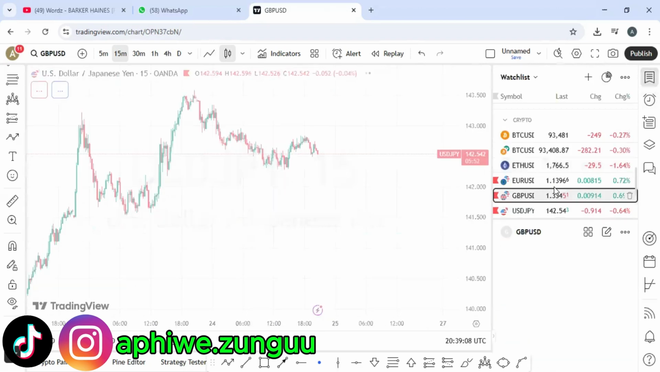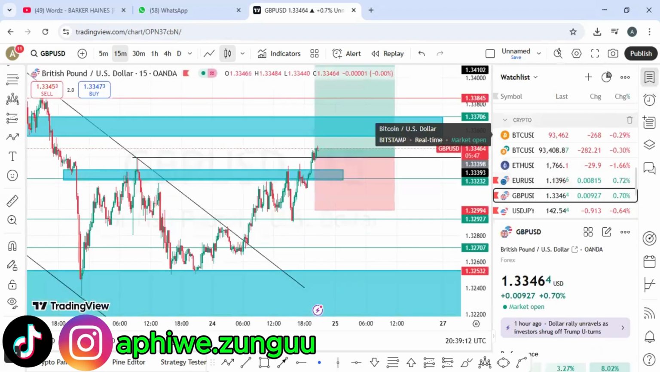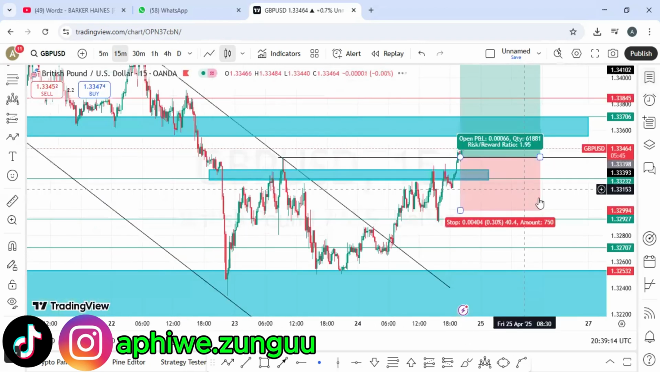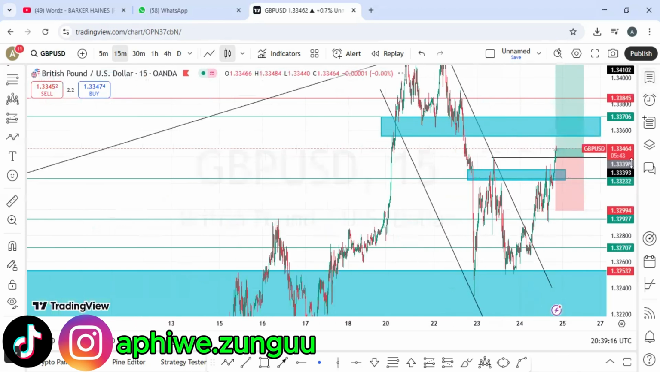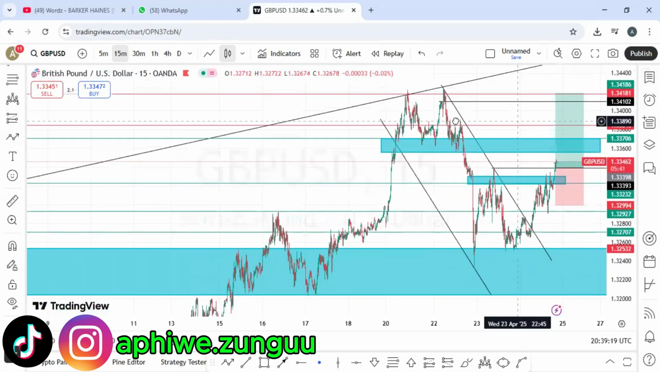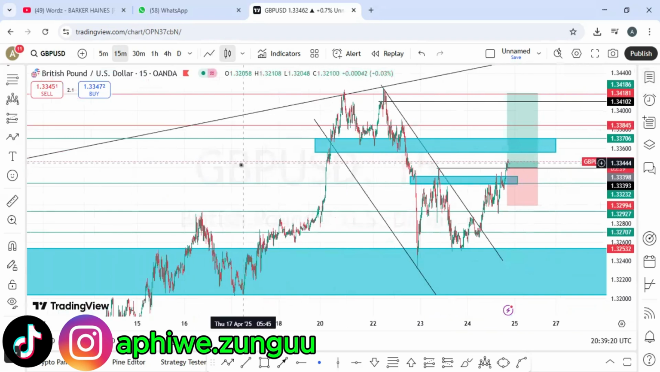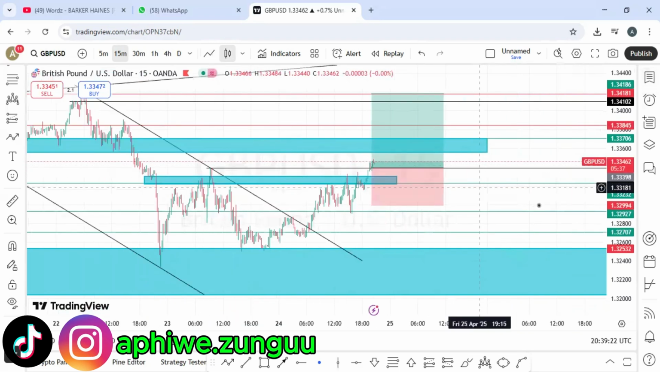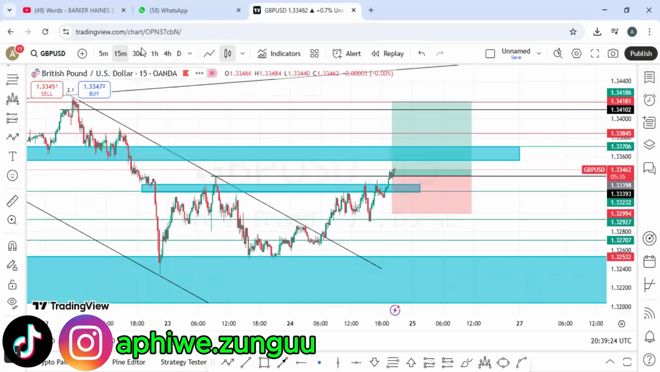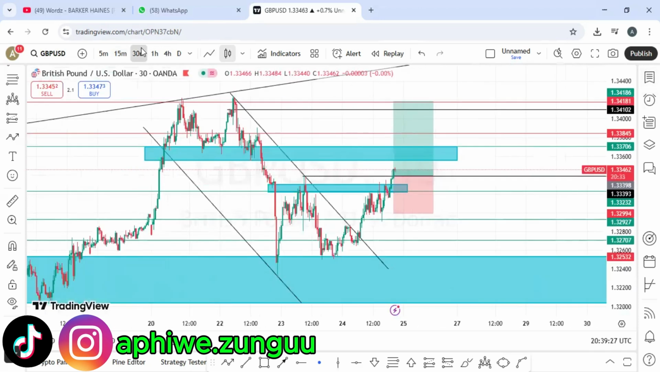GBPUSD. Yeah, that's the pairs that I analyzed, and that's so reasonable. So GBPUSD is currently moving as we speak, guys. So let me show you what I saw and how I saw it.